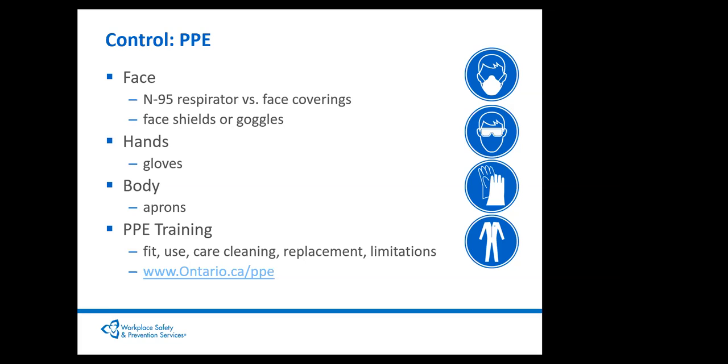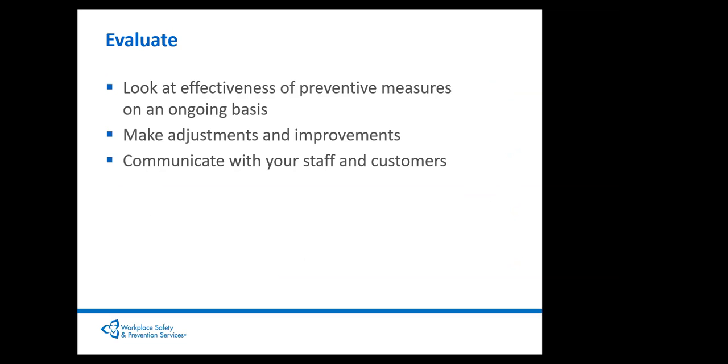For the PPE, last week Ford announced that on the Ontario.ca website, they do have a supplier directory. So I've added the link at the bottom of this slide. You just have to go to ontario.ca/PPE, and that will take you to the supplier directory to be able to see where you can get the PPE from.